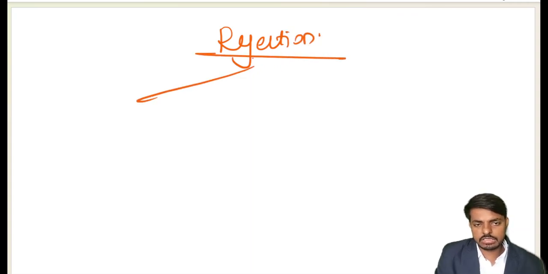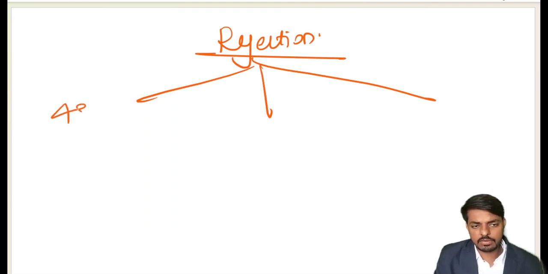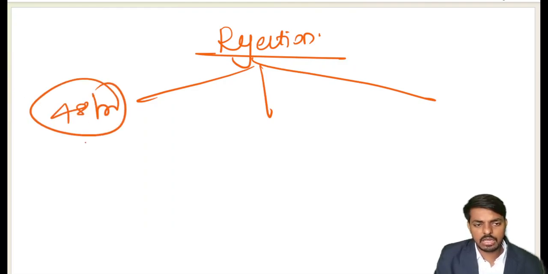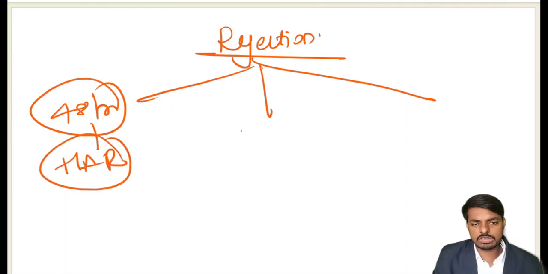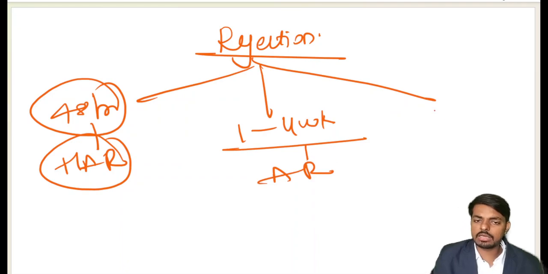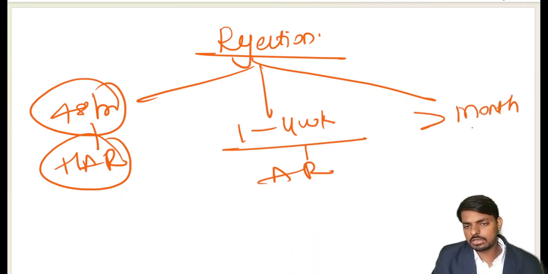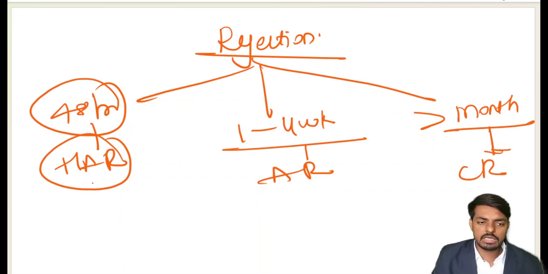Rejection, very importantly, which is occurring within 48 hours, that is what we call hyperacute rejection. The rejection which is occurring from 1 to 4 weeks, we call acute rejection, and the rejection which is occurring from months to years is chronic rejection. In case of hyperacute rejection, we don't have any options.